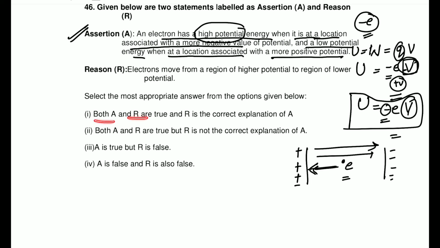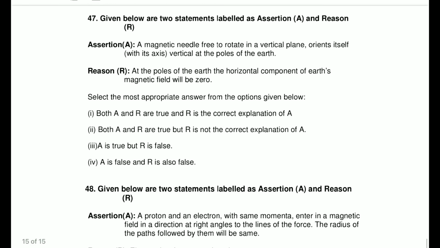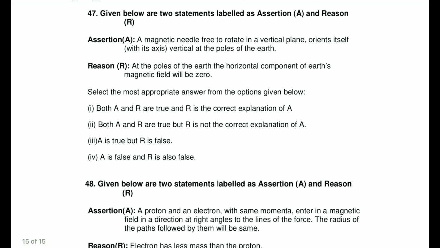So both A and R are true? No, this is false. Both A and R are true? Again, false. A is true, but R is false. Yes, this is actually the correct statement. A is true, but R is false, right? Okay, I hope that's understandable. Let's move to question number 47.